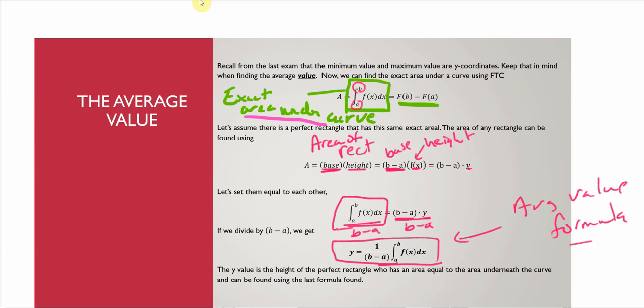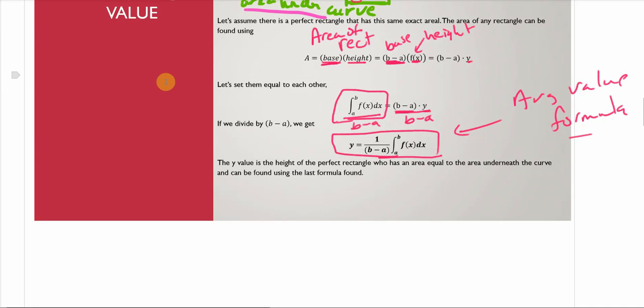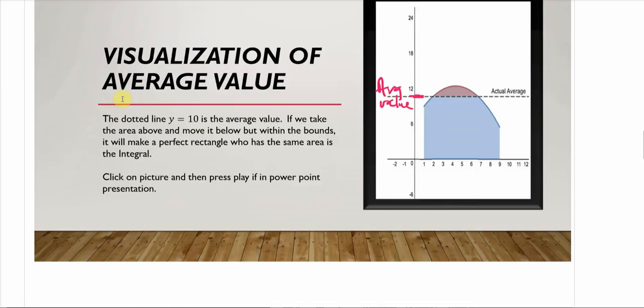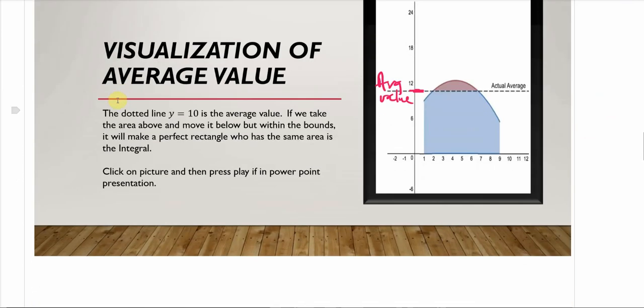So what does the average value formula really find? It finds us the height of the perfect rectangle that has the exact same area as the area underneath the curve. Somebody's still not going to be able to understand what I'm saying.